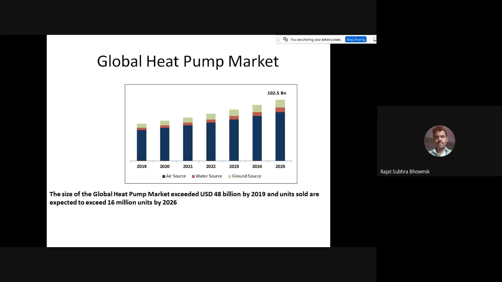The global heat pump market is a huge opportunity. The ground heat pump market has been developing for the last 6 to 7 years. Currently, in 2019, the market is nearly 48 billion dollars, and it is projected that in 2025 the market can be 102.5 billion dollars, with nearly 16 million units installed.